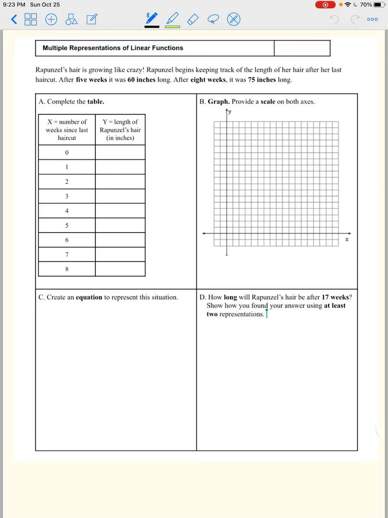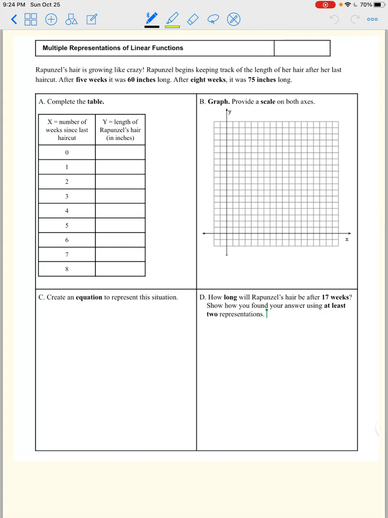Hey everyone, this video is going to explain the multiple representations of linear functions. In this scenario, we've got Rapunzel's hair and it's growing like crazy. Rapunzel begins keeping track of the length of her hair after her last haircut, and she sees that after 5 weeks it's 60 inches long, and after 8 weeks it's 75 inches long.